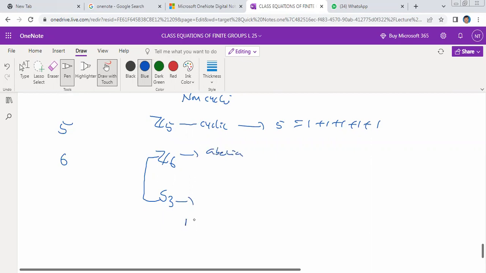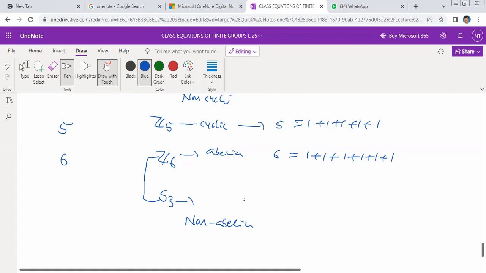S3 is non-abelian. So now, can anybody say what is the classification of Z6? It is very clear: 6 is equal to 1 plus 1 plus 1 plus 1 plus 1 plus 1. Counting 1, 2, 3, 4, 5, 6: 6 classes. Now what is the classification of S3?